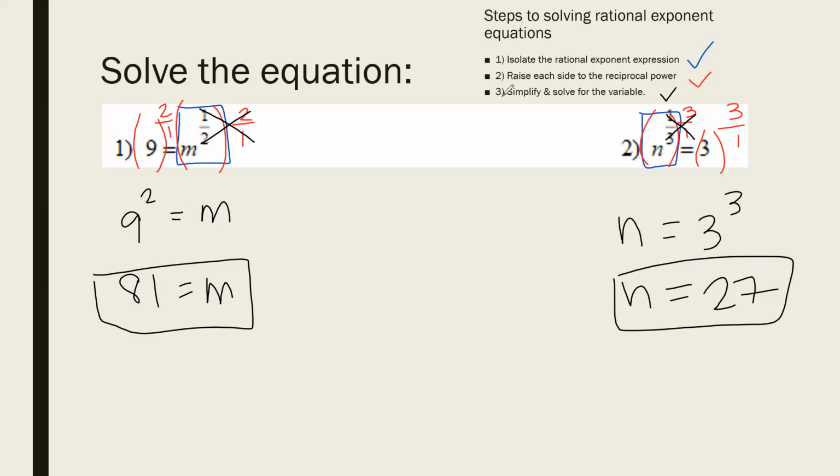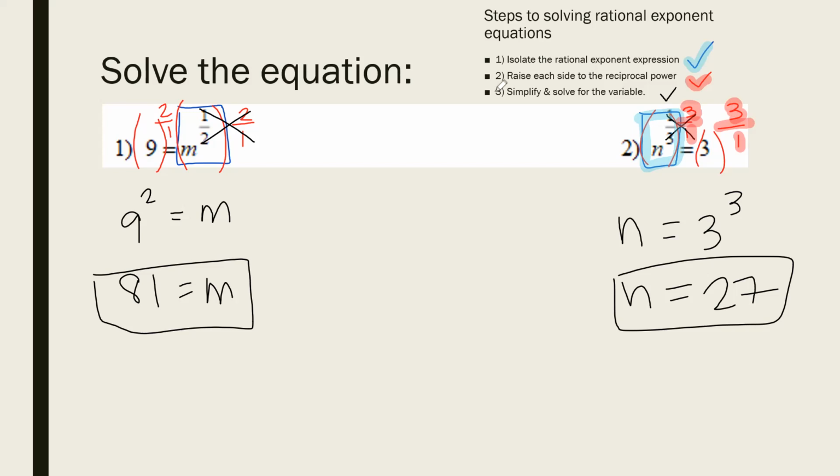Did you get n is equal to 27? If so, you did it correctly. Let's walk through the steps. The first step is to isolate the rational exponent expression. Remember, we're going to need to get that guy all alone. It is alone on one side, so we're golden. The next step is we needed to raise each side to the reciprocal power. Since I had 1/3 as the power, we're going to need to raise to the 3/1. Whatever I do to one side, I have to do to the other.